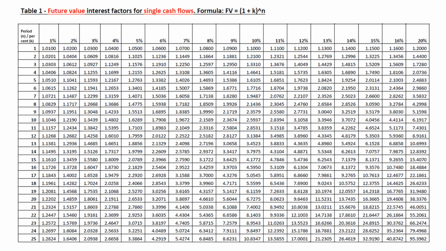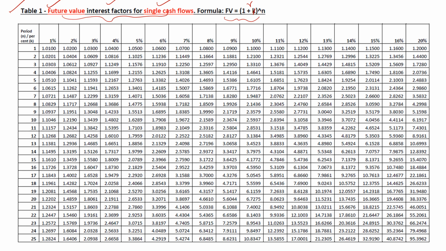We should know what table to look into. What are you going to find? We are going to find out future value of a single cash flow. See, what does this table say? This table says future value interest factors for single cash flow. So we are looking into the right table. Formula is (1 plus k) the whole power n. Here we are not using k, we are using the alphabet r as interest rate. So I am changing k to r, okay, (1 plus r) the whole power n.